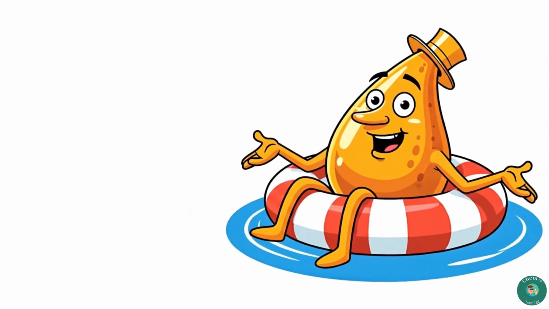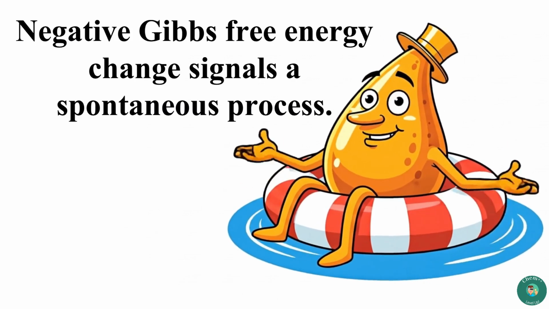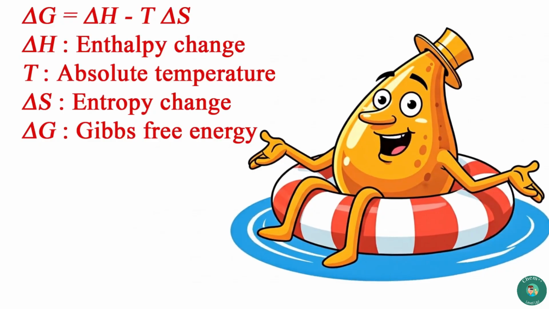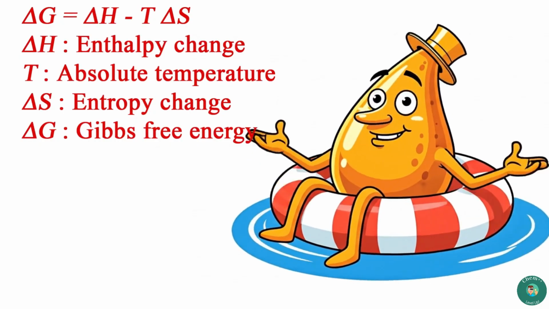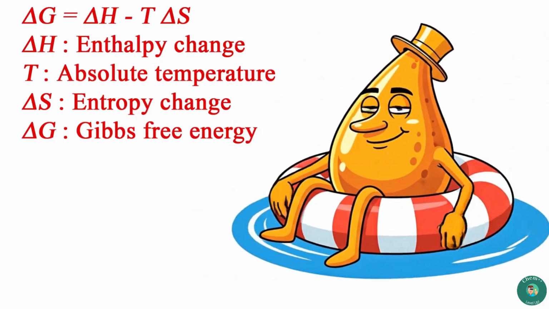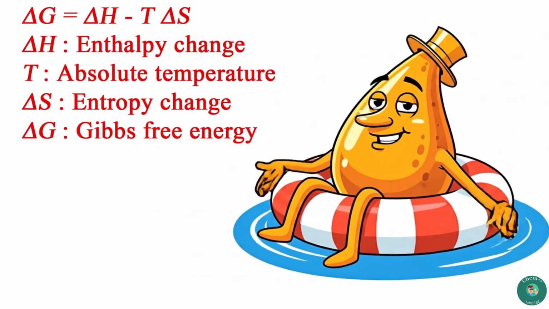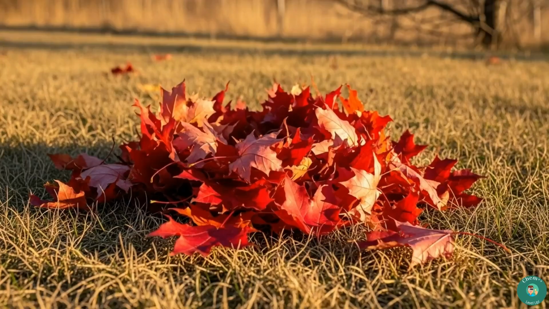To determine whether a process is spontaneous, we examine the Gibbs free energy. Delta G equals delta H minus T times delta S, where delta G is the change in free energy, delta H is the change in enthalpy, T is absolute temperature, and delta S is the change in entropy.